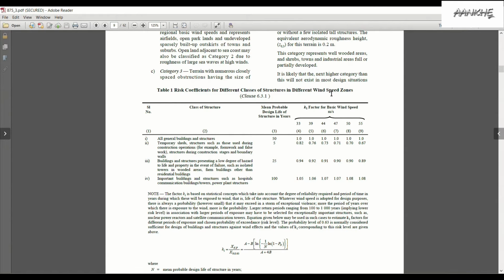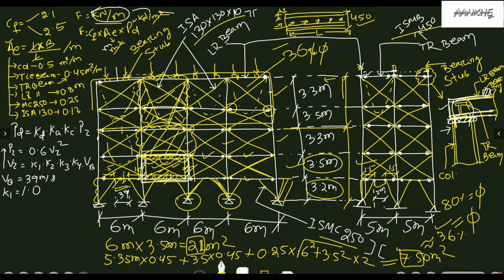If the client specifies it is important, then you have to take 100 years return period or mean probable design life. In our case, we have considered 50 with agreement with the client. So our zone comes under 39 meter per second. That means here it is 1.0. K1 is 1.0.